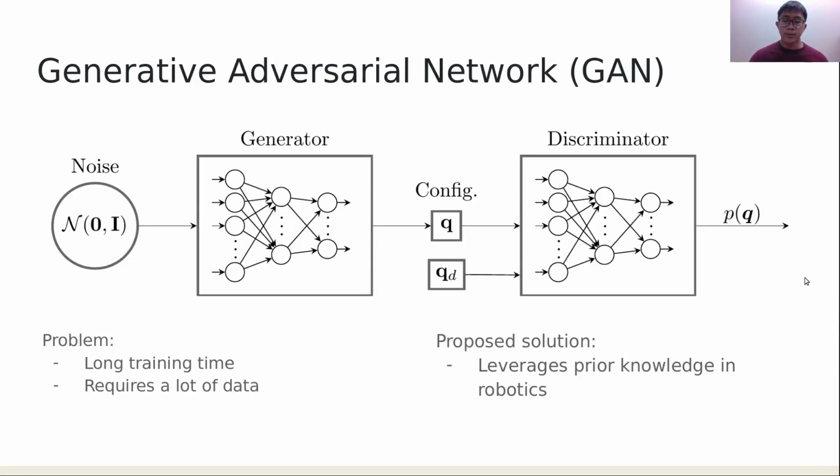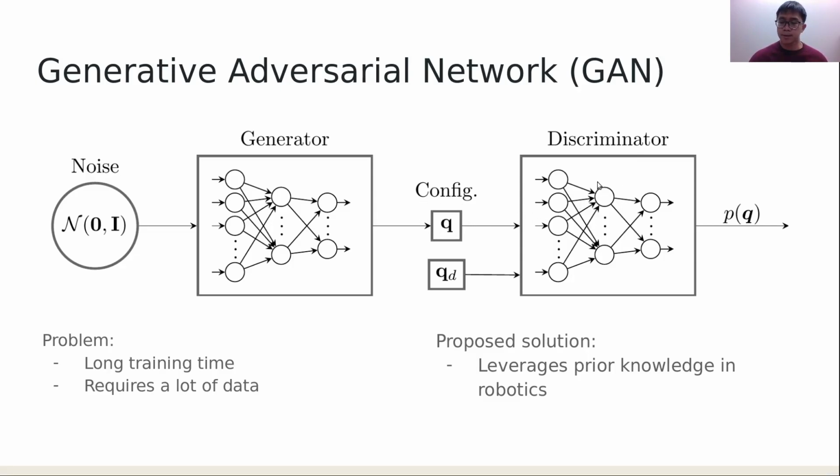Now, how do we train GAN to learn the distribution of robot configurations? First, we'll look at the standard structure of GAN. GAN usually consists of two major components, the generator and the discriminator. Both of them are usually neural networks. The generator's task is to provide a good sample. In this case, a sample corresponds to a good configuration. And the discriminator's task is to discern whether the configuration is a good one or not.